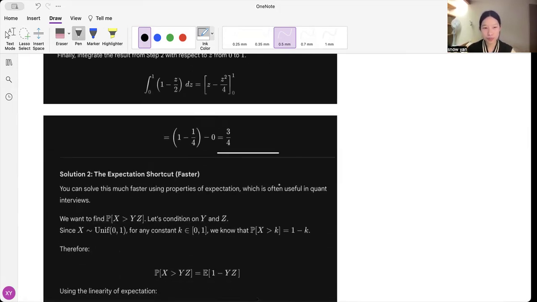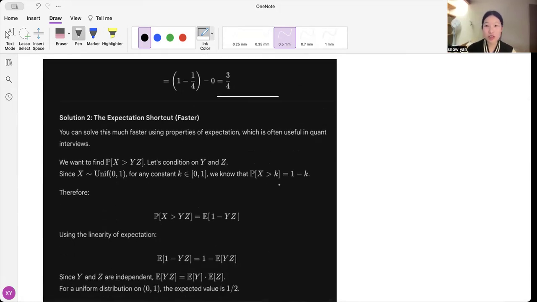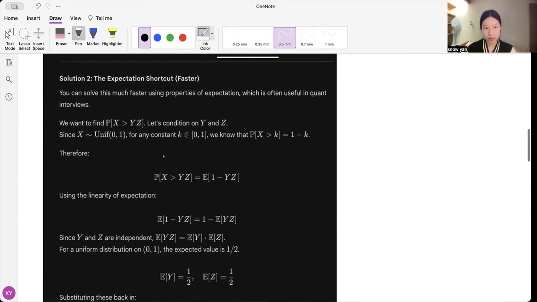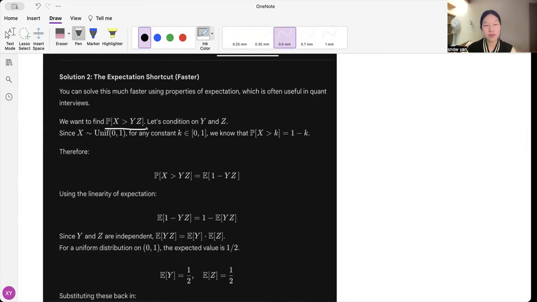And that's our solution. A better or easier way to do this question is actually to use expectation and independence, because we didn't use those conditions that well in the first part. So when we start off with P of x greater than yz, we know that x follows this distribution for any constant. So P of x greater than k is equal to 1 minus k. So in this sense, P of x greater than yz is essentially just 1 minus yz, because we're just thinking of whatever's not that, right?